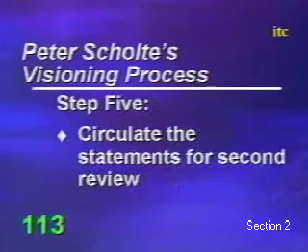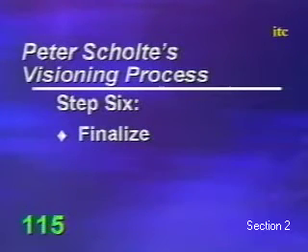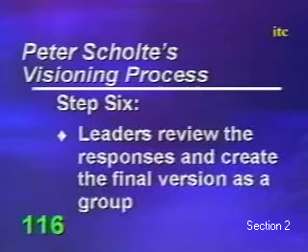Step 5 is to circulate for second review. The draft direction-setting statements are then circulated throughout the organization for feedback and input. Again, any additions or changes should be made by consensus among the work groups. Step 6, finalize. The leaders review the responses and create the final version together as a group.